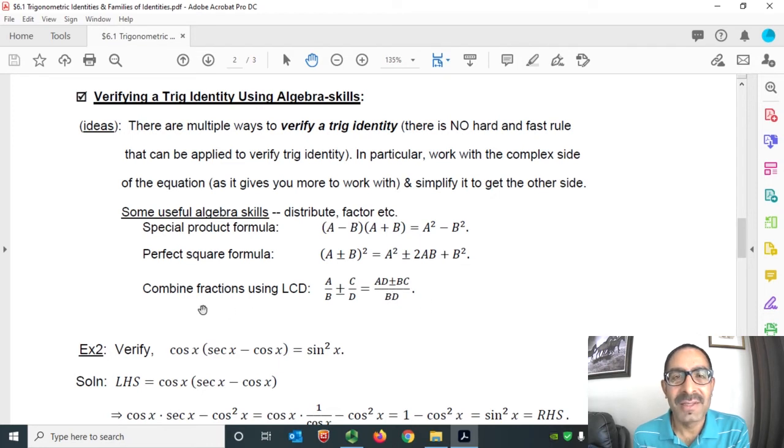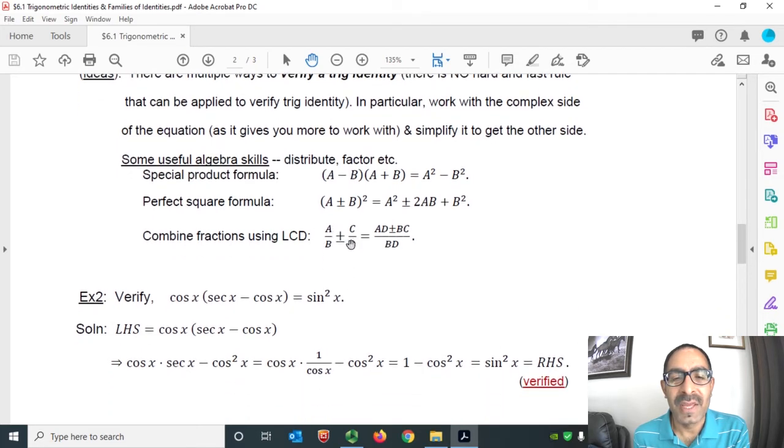And we can combine the terms in fractions using the LCD. So for example, a over b plus or minus c over d turns out to be ad plus or minus bc over bd. Great. So now let's work some examples. Example 2.